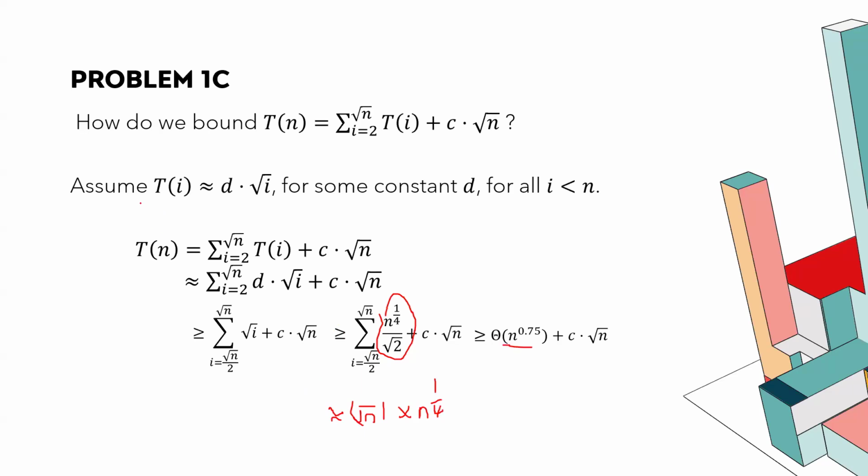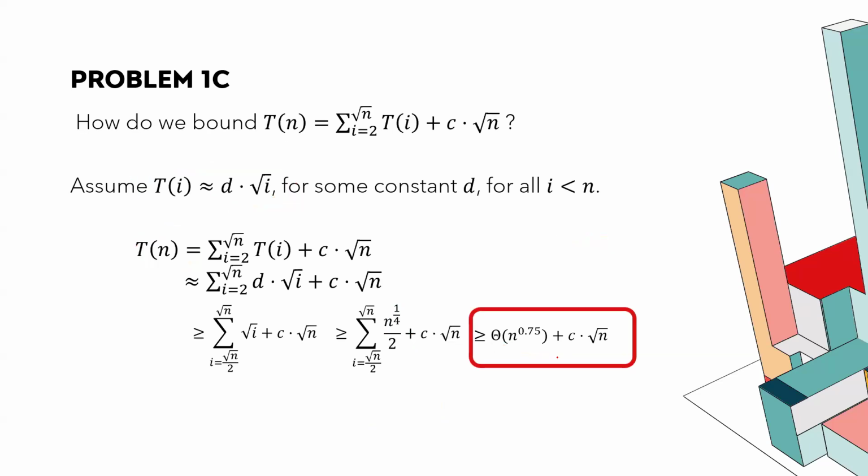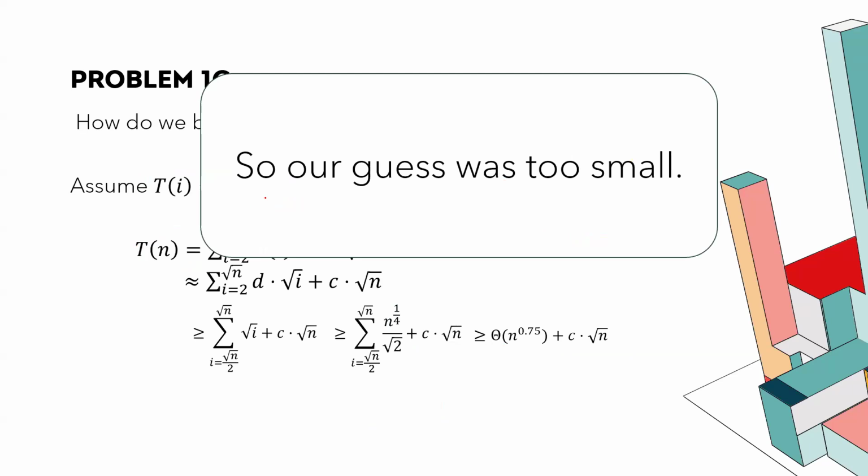So what have we shown? We wanted to show that Tn is square root of n. So we made this hypothesis and we tried to confirm that Tn is square root of n, but somehow we arrived at the conclusion that Tn is really big. It's like n to the 0.75, which last I checked is much bigger than square root of n, right? So this is an issue. In fact, what it tells us is that our assumption is wrong. In other words, our guess was too small, right? Our guess for Tn was too small.